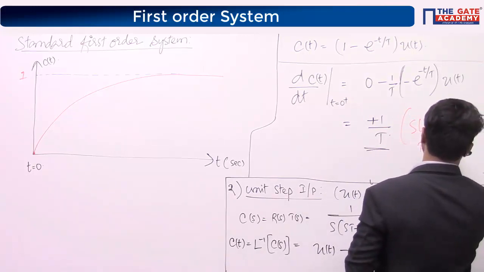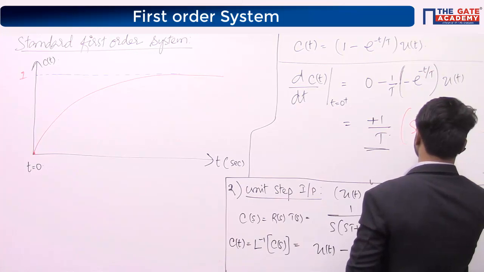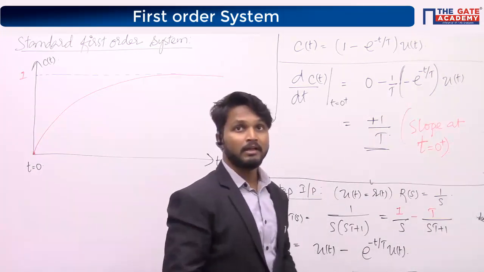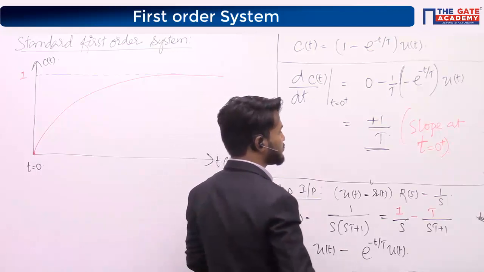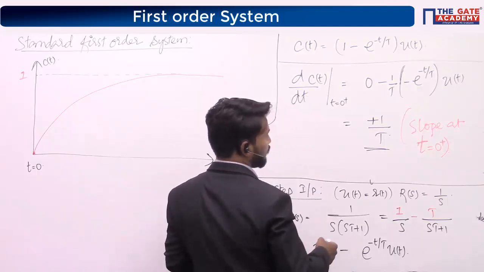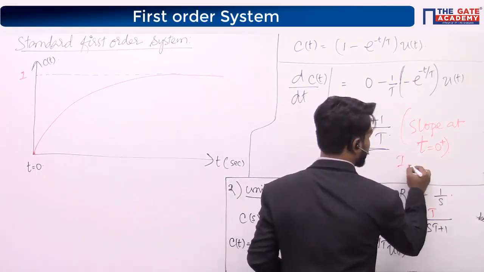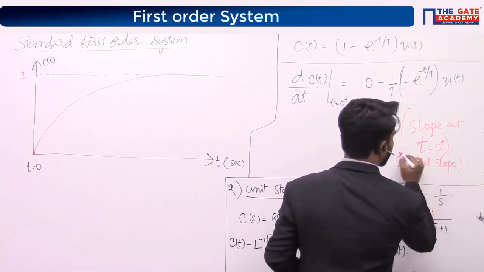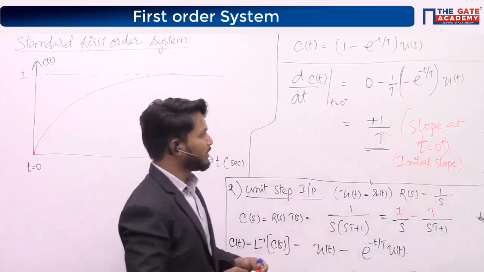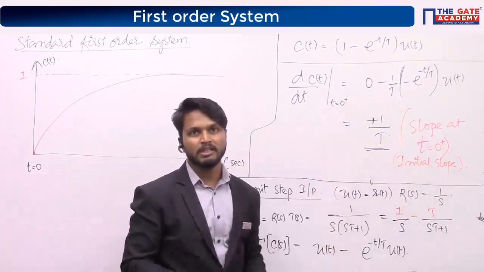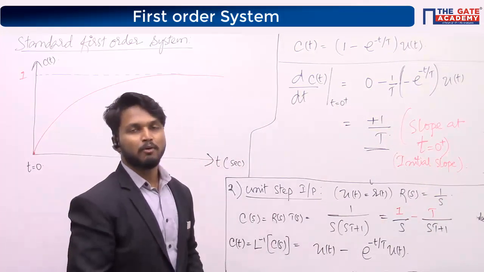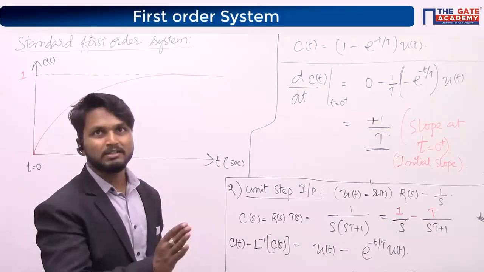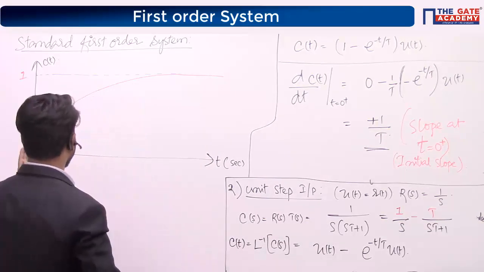What is this? This is nothing but slope at t is equal to 0, I mean exactly 0 plus, right? So slope at t is equal to 0 plus means what slope? Initial slope of the response. This is nothing but initial slope of the response. Initial slope of the response is how much? 1 by t, right?